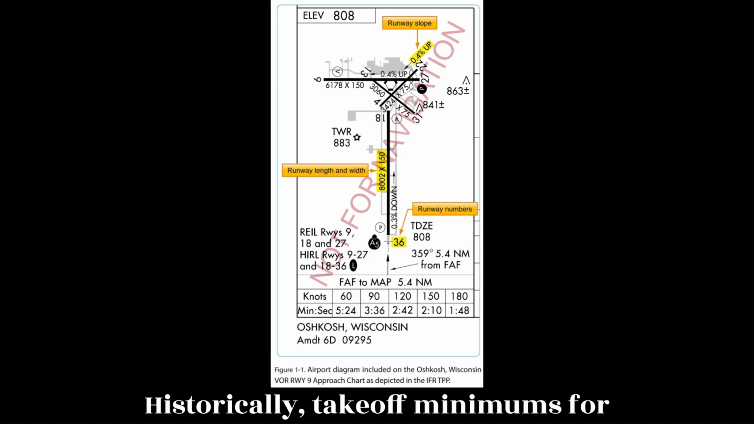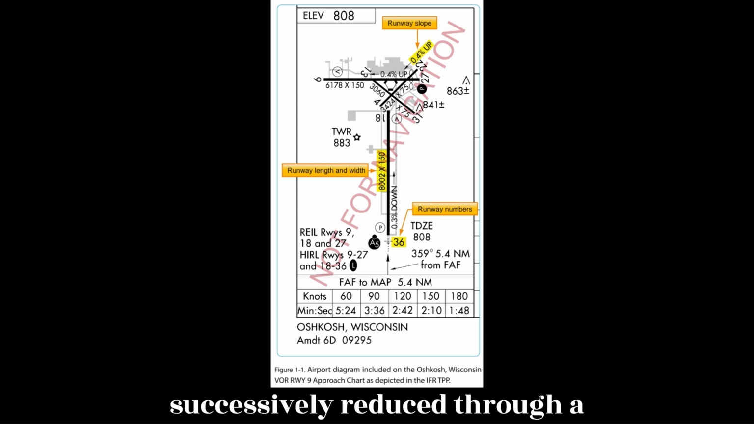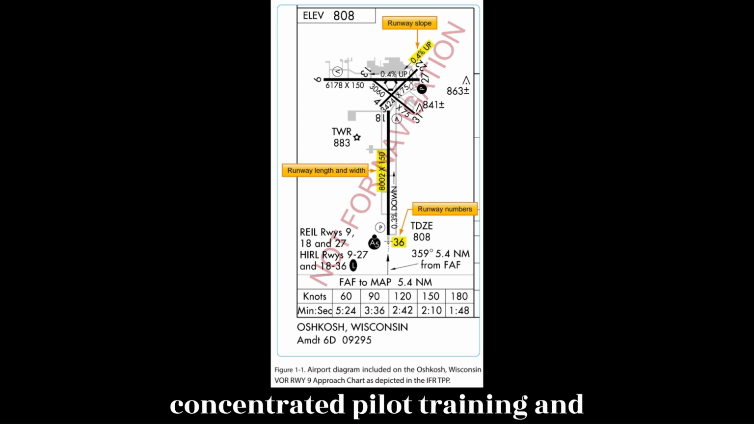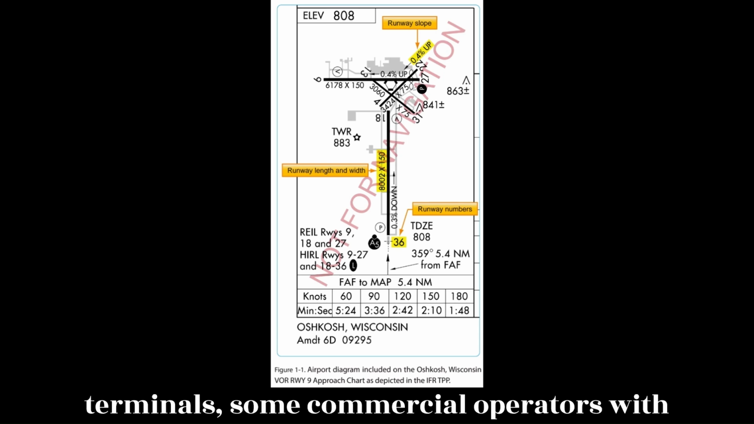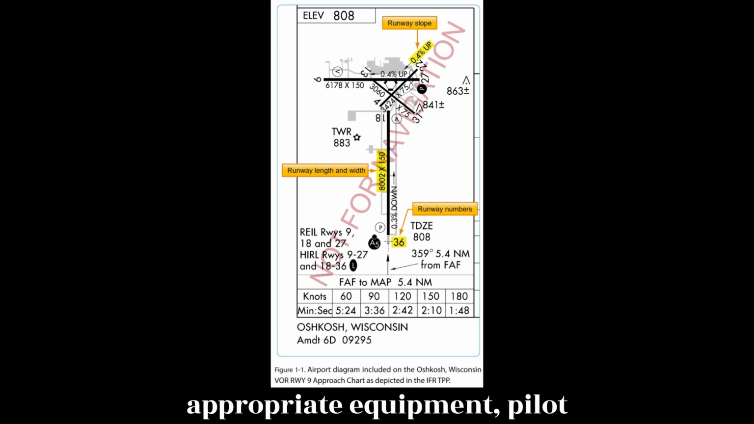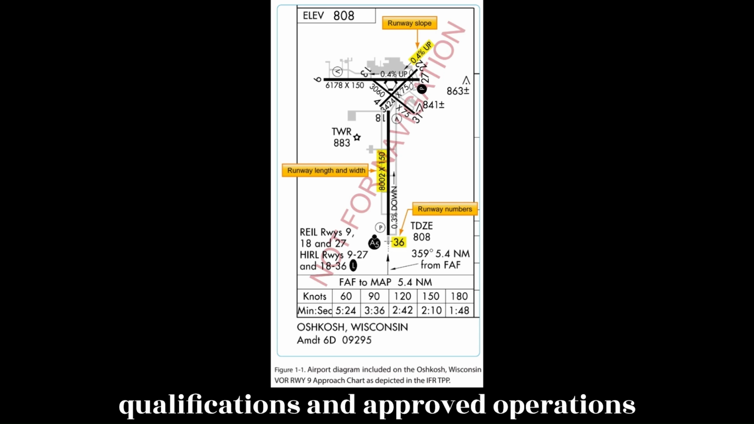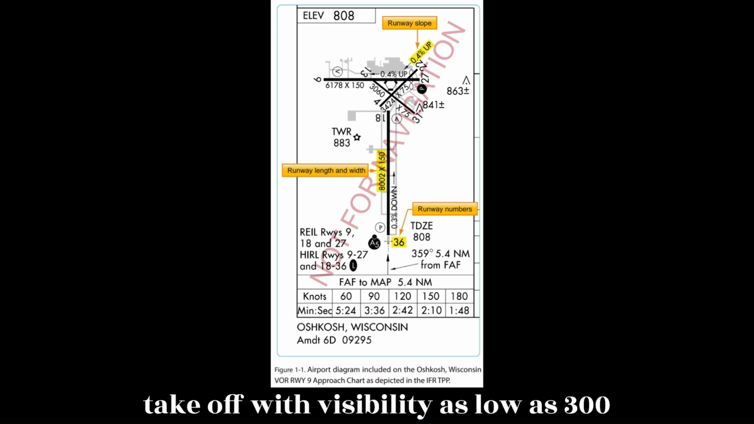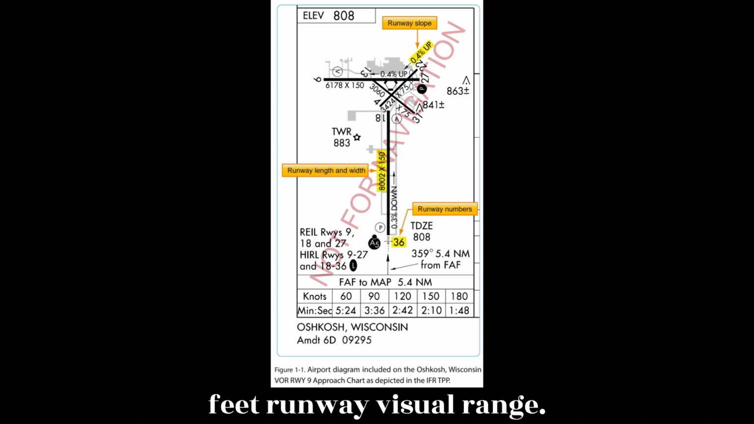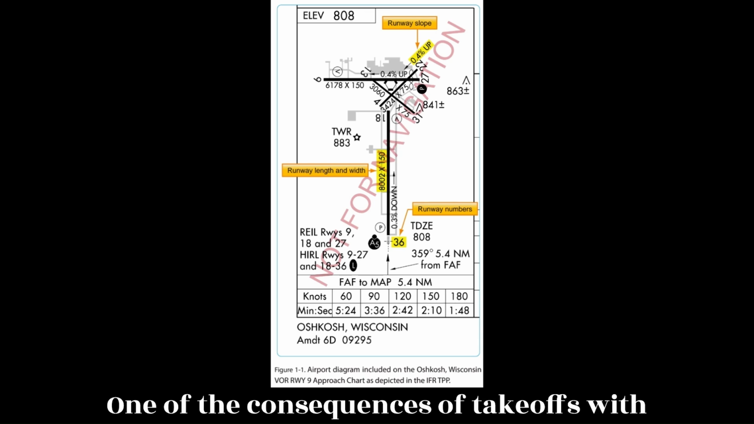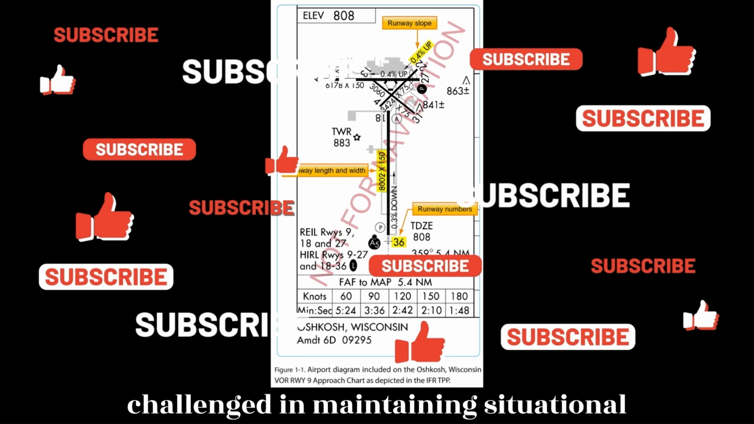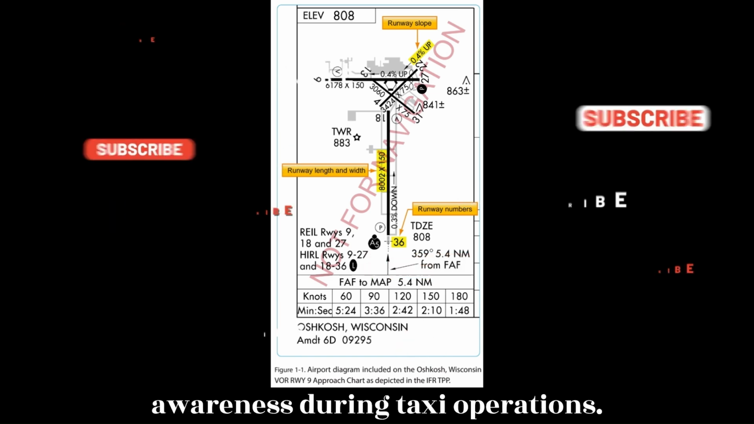Historically, takeoff minimums for commercial operations have been successively reduced through a combination of improved signage, runway markings and lighting aids, and concentrated pilot training and qualifications. Today at major terminals, some commercial operators with appropriate equipment, pilot qualifications, and approved operations specifications, opspecs, may take off with visibility as low as 300 feet runway visual range, RVR. One of the consequences of takeoffs with reduced visibility is that pilots are challenged in maintaining situational awareness during taxi operations.